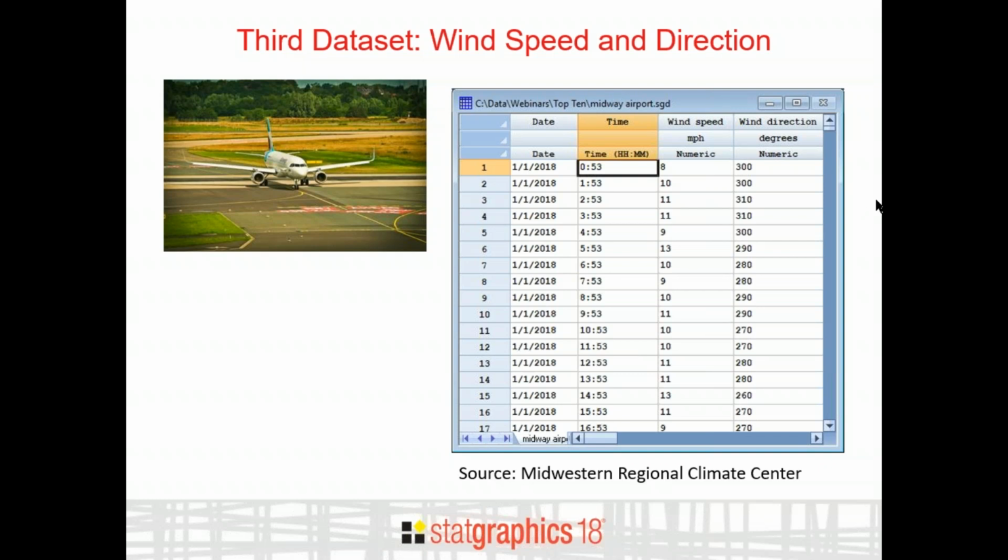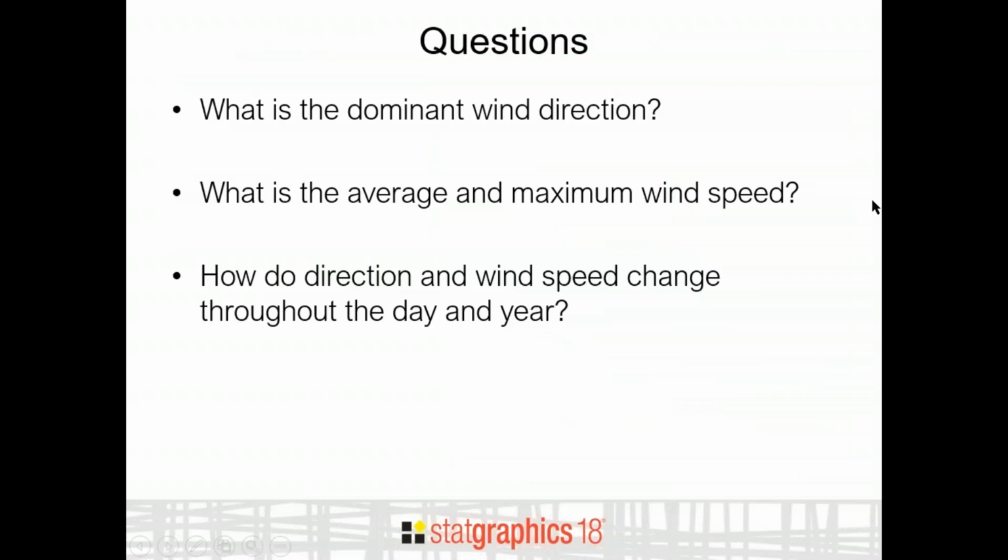Now, the sorts of questions we might like to ask of this particular data. First off, what's the dominant wind direction at Midway Airport? Okay, is it from the north, the south, the east, the west? What is the dominant wind direction? That would be important, obviously, if you're laying out runways. Be interesting also to know what the average and maximum wind speed was throughout 2018. And also another interesting question is how do direction and wind speed change throughout the day and throughout the year?